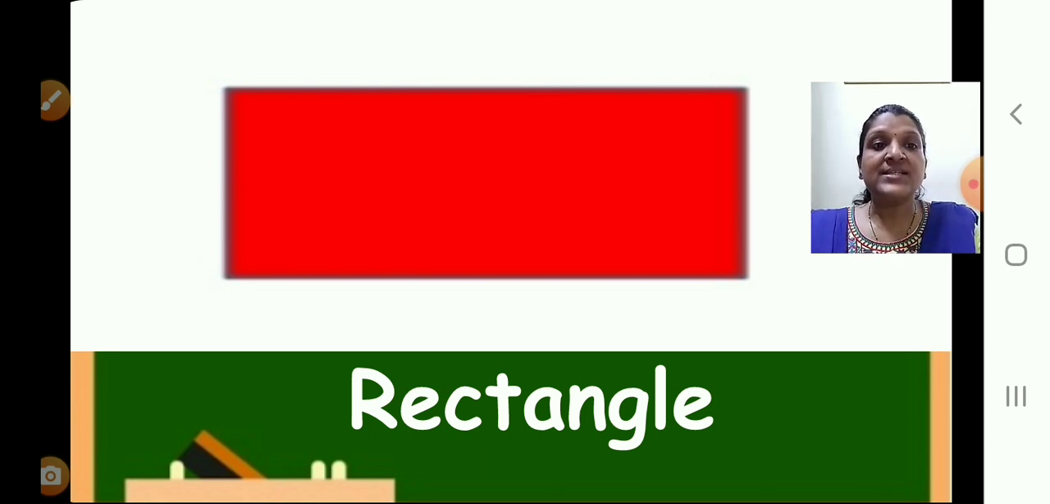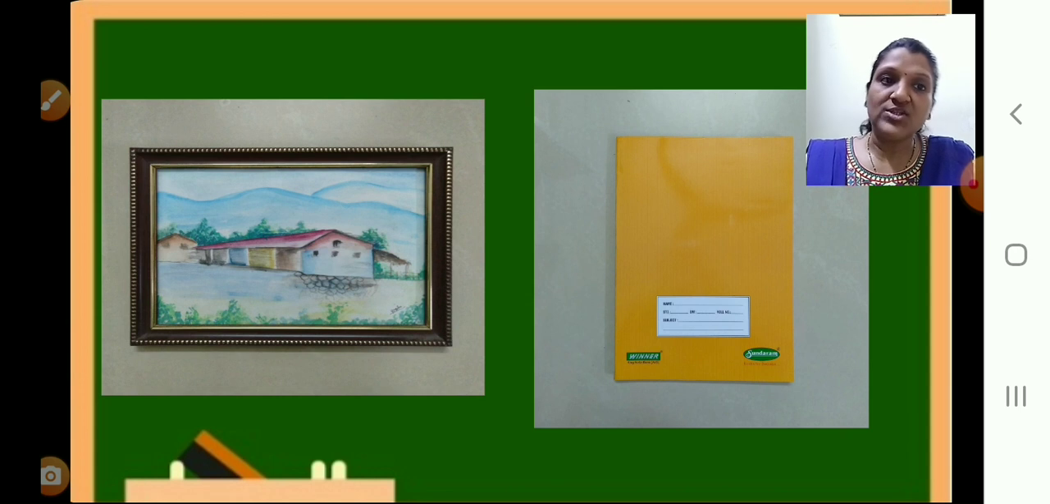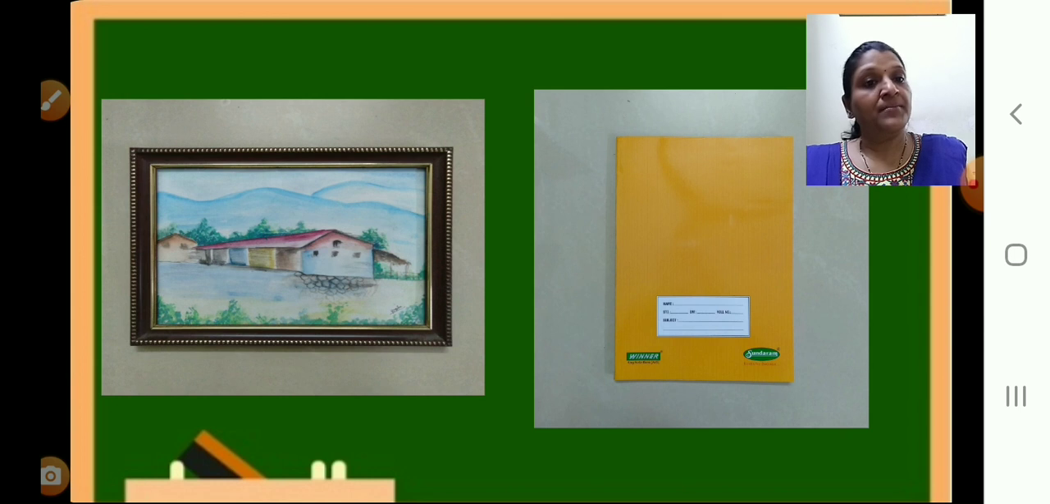Now, which are the things with the rectangle shape? Yes, we find a photo frame with a rectangle shape and a notebook in which you write your classwork or homework is also a rectangle shape. You can find many other objects like the shape of a TV, the shape of a pillow, the shape of a table can be rectangle shape.